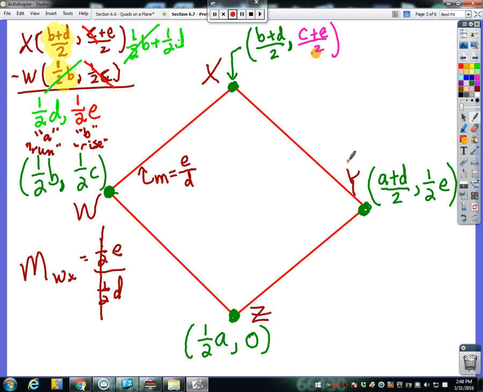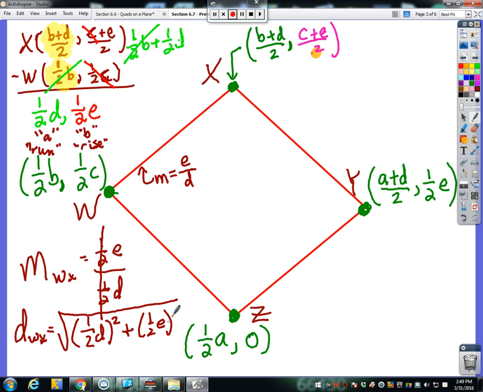Now for the distance of WX, we need to take the square root of our a squared plus b squared values, because this represents our c value. So we're going to have to square our two quantities, and since there are two values here, we're going to have to square the whole quantity plus the whole quantity, 1/2 e.